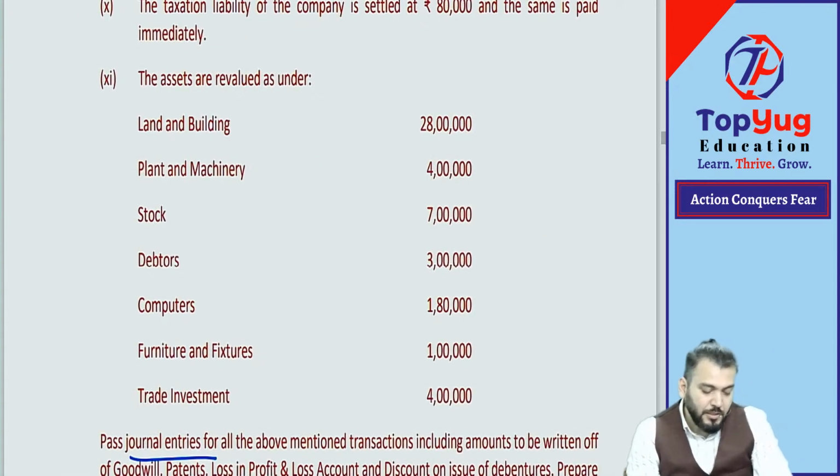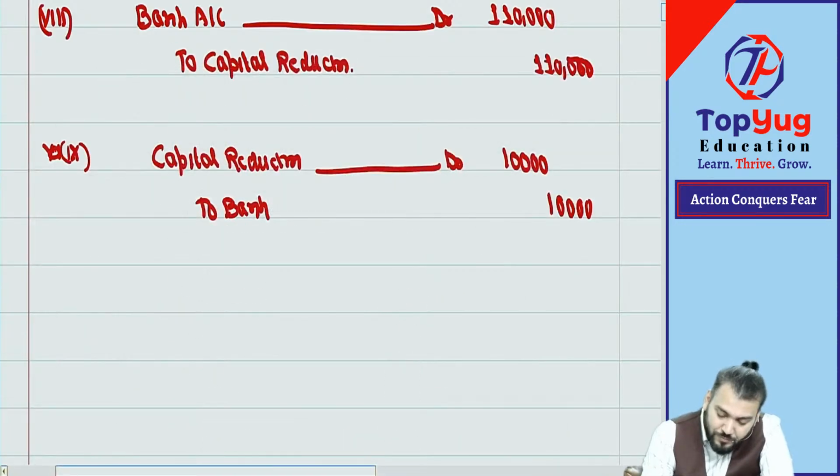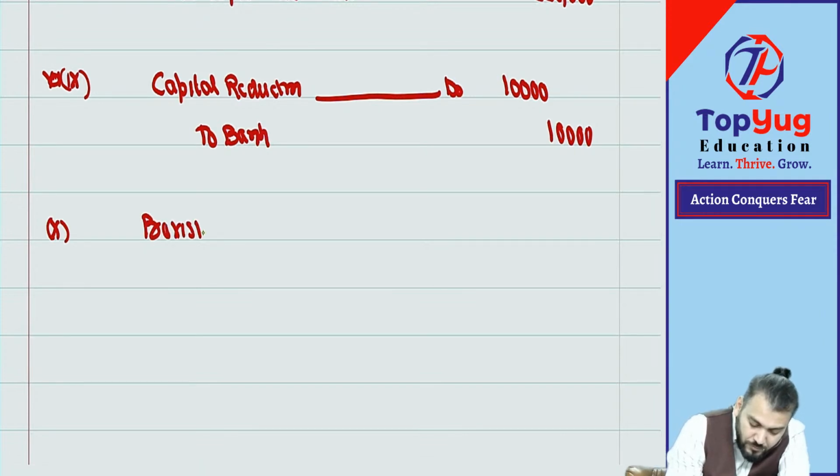Okay, sir. Then the taxation liability of the company is settled at rupees 80,000 and the same is paid immediately. You remember in the last question it was given only settled, so we did not do the payment entry. In this settlement they have said paid also. So what is the provision for tax given? Check. What is the provision for tax given? How much amount? Provision for tax 1 lakh.